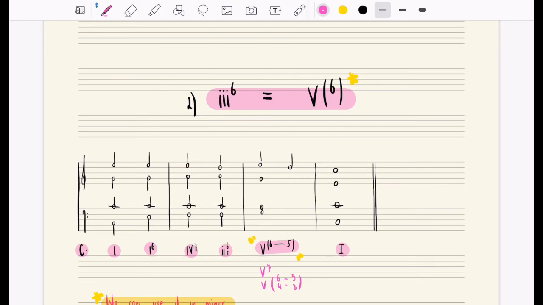This is another option. Yet another option is to have a single suspension. So this means I can either have 5 with the suspension 4 to 3, or 5 with the suspension 6 to 5. And this is the one that we have in this measure.